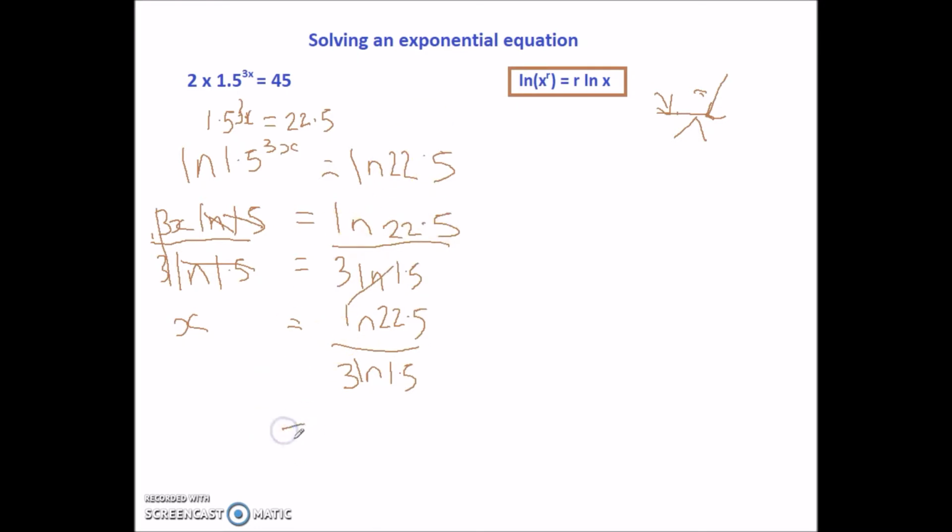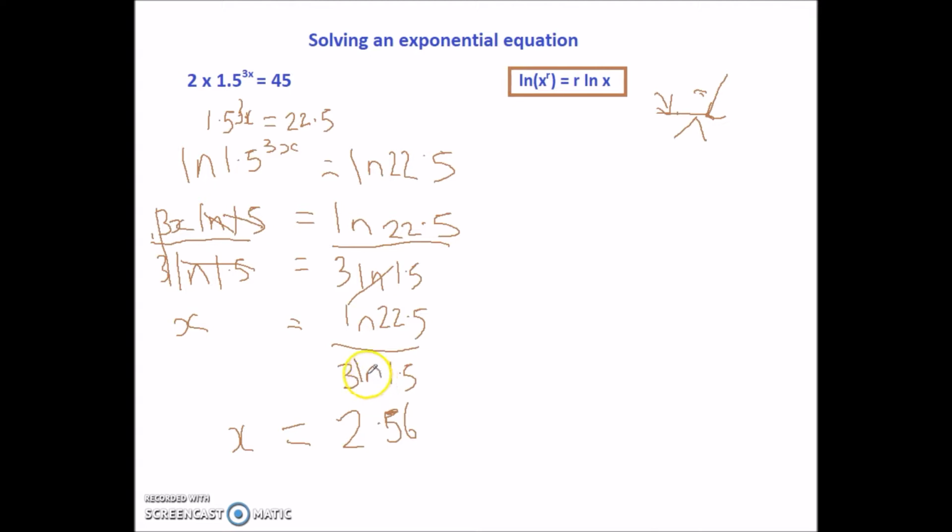And if my calculations are correct, x will be equal to, let's round that up to 2.56. And that is the answer.